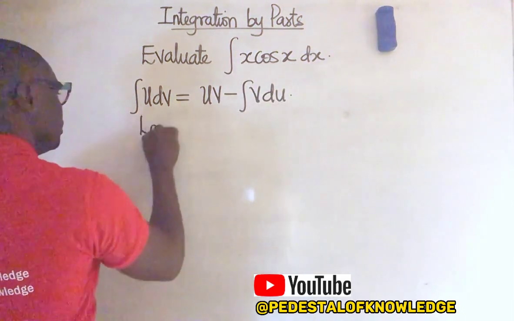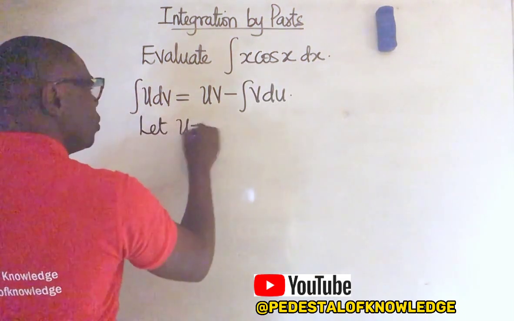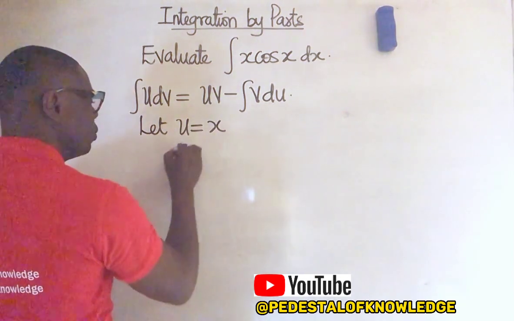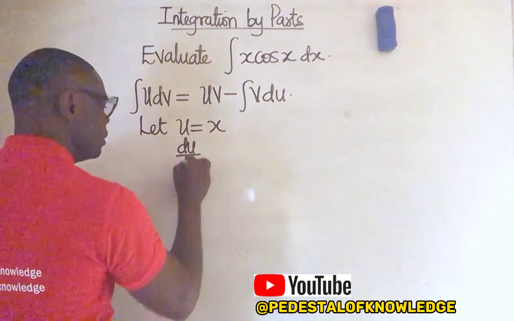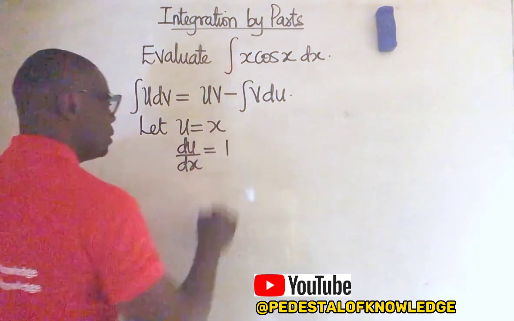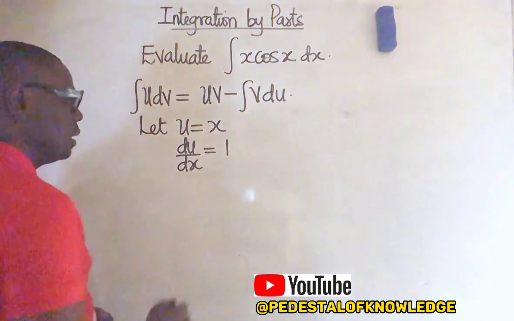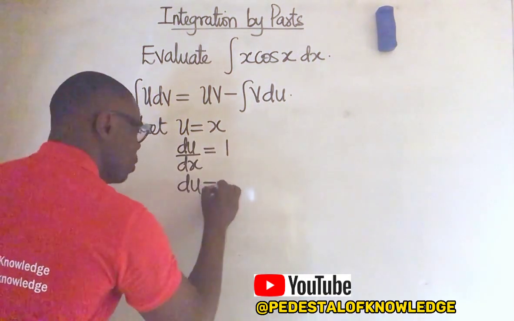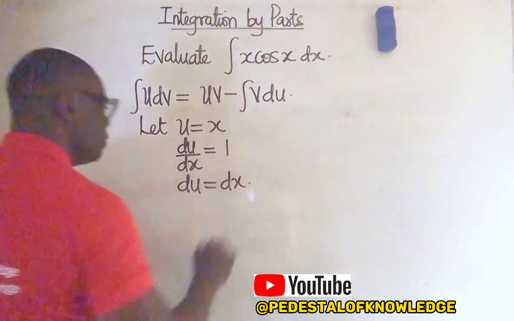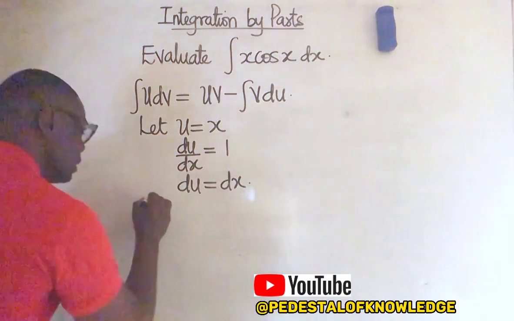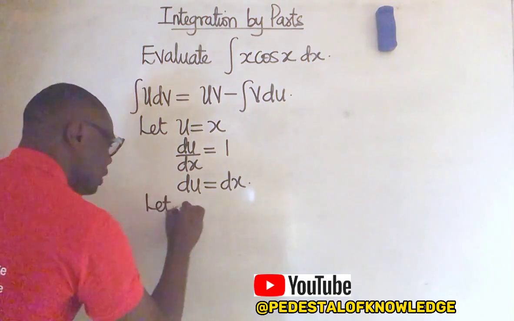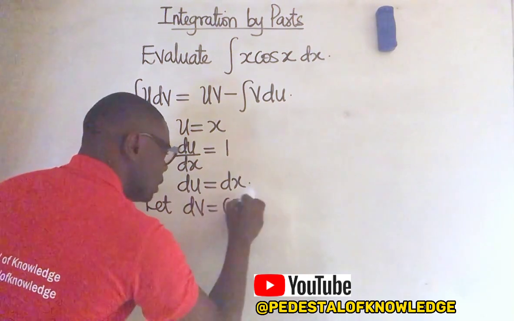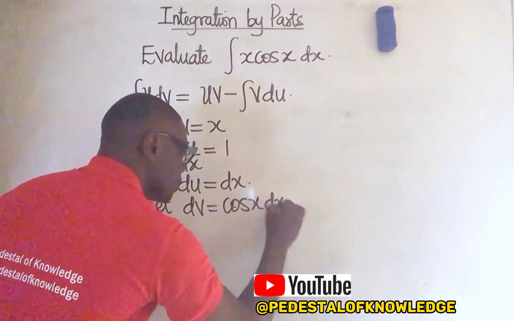So let u equal x. We now differentiate u with respect to x. So du/dx is equal to 1. The derivative of x is equal to 1. And when we cross multiply, we have du equal to dx. All right. Now we let dv be equal to the other part, which is cos x dx.